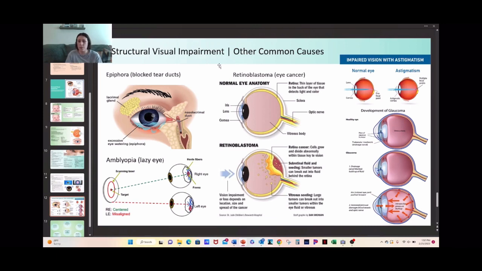Another common cause is, unfortunately, retinoblastoma, which is eye cancer.